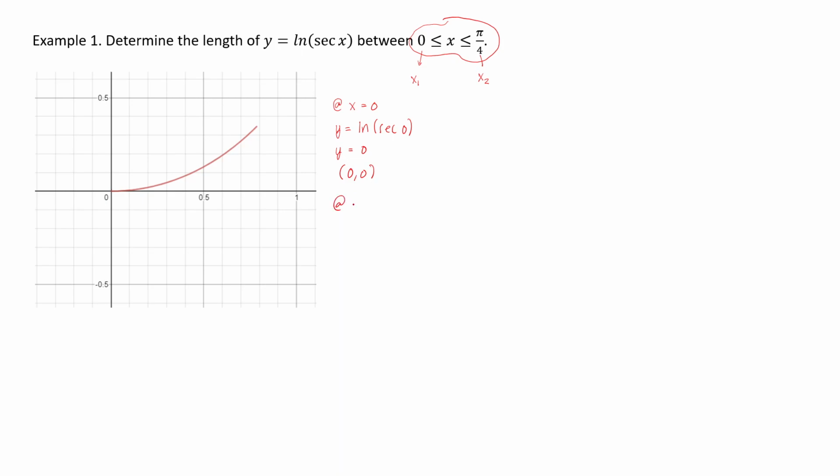Then let's say this is your first point. The other one would be at x equals pi over 4. Take note, since this one is in pi format, once you plug in pi over 4 in your calculator, try to put your calculator in radian mode.